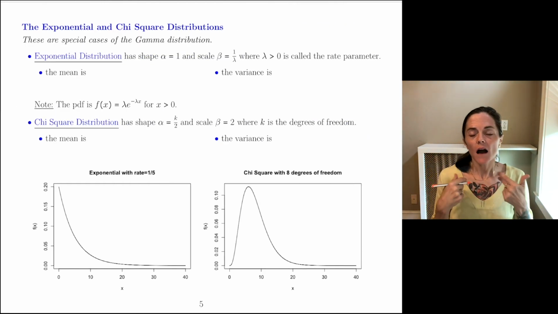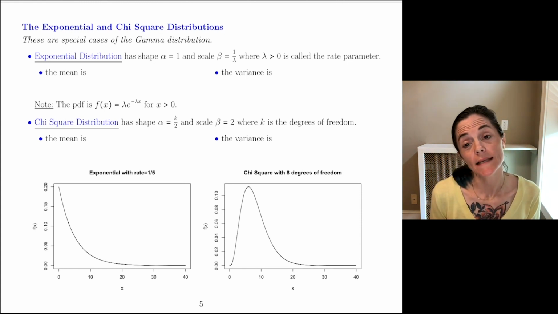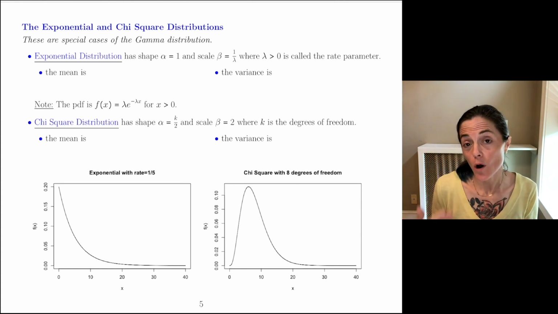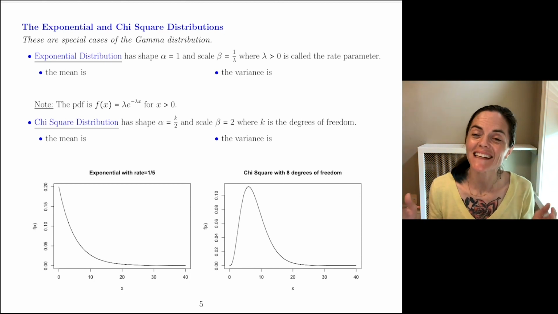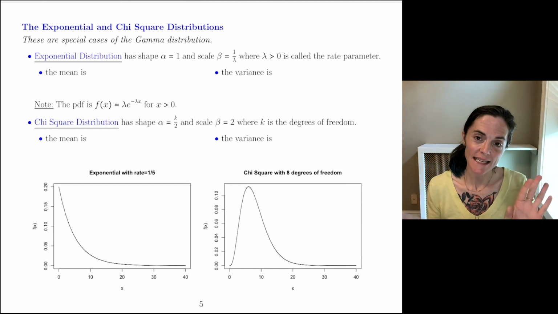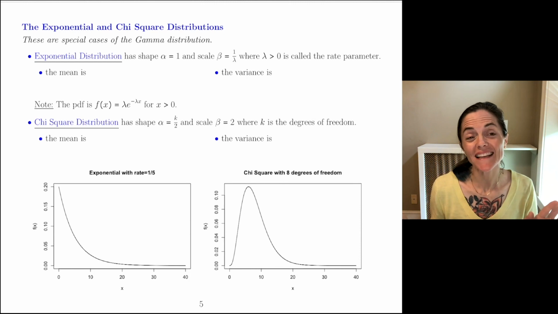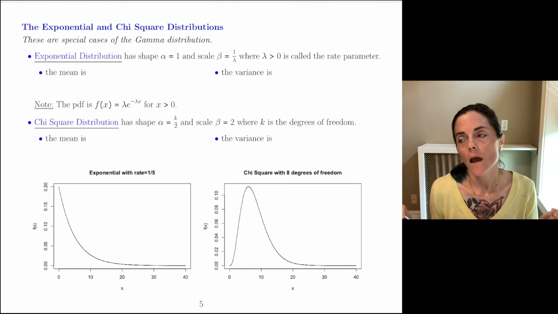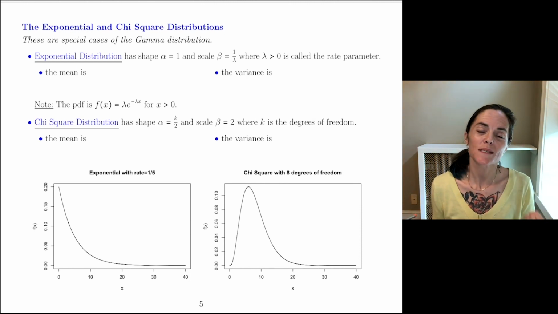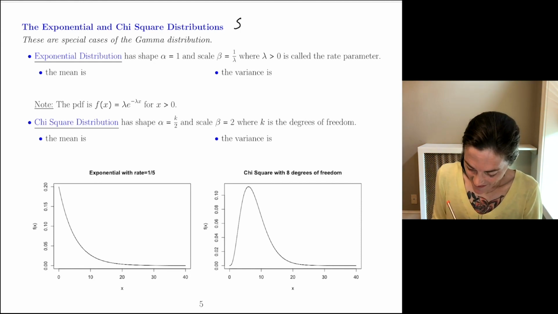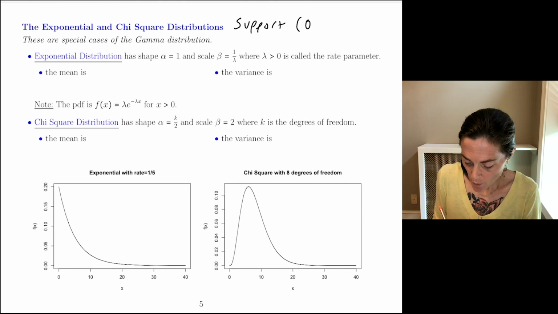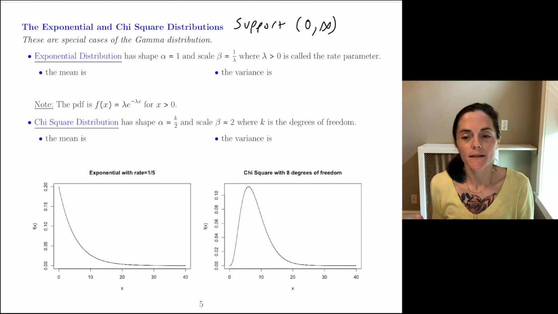Now, I'll mention 2 special cases of the gamma distribution. These have their own names. These come up quite often in biology and bioinformatics. In fact, generally, the gamma distributions often model wait times, for example. All of these, because they are gamma distributions, the support is positive real numbers.